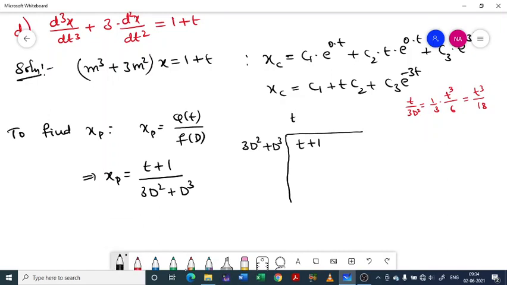T cube divided by 18. So t cube by 18 into 3d square you get t, plus t cube by 18 into d cube. That means you have to differentiate it thrice. So 2 times of differentiation cancels this 2 times of integration. That will give you t by 3.